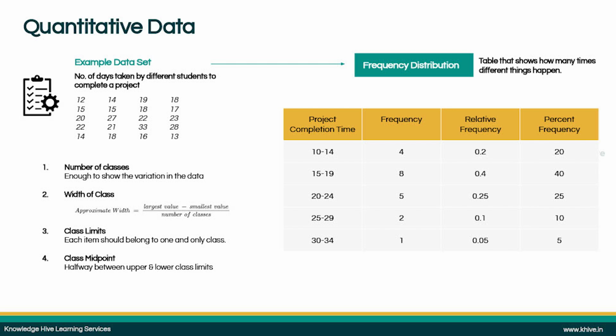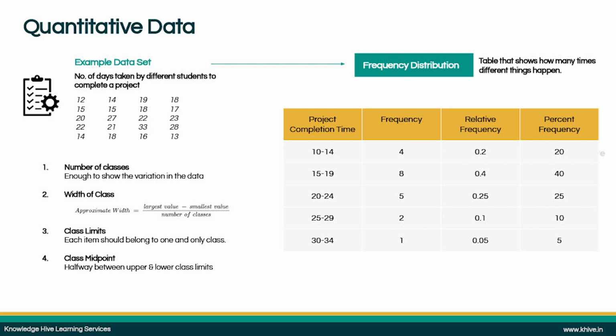The material points out some important things to consider when you're creating these classes. Like choosing the right number of classes. Not too few, not too many. Right. And determining a sensible class width, how wide each range is. Making sure the class limits are distinct so each data point falls into only one class. You don't want overlaps like 10-15 and 15-20. It should be like 10-14, 15-19. And calculating the class midpoint, which is just the middle value of each class range, useful for some calculations later. Exactly. These choices affect how the final summary looks.